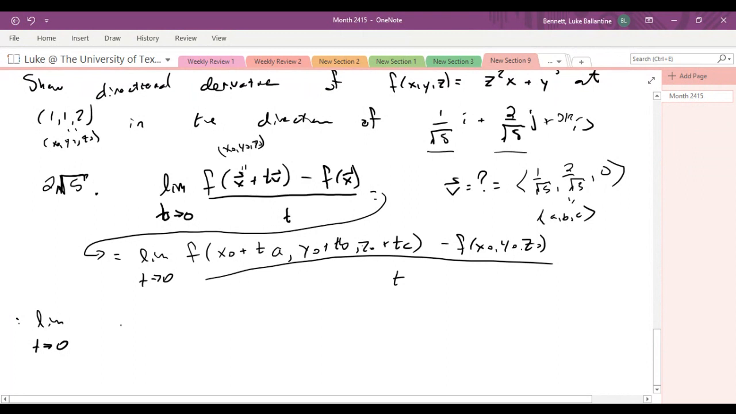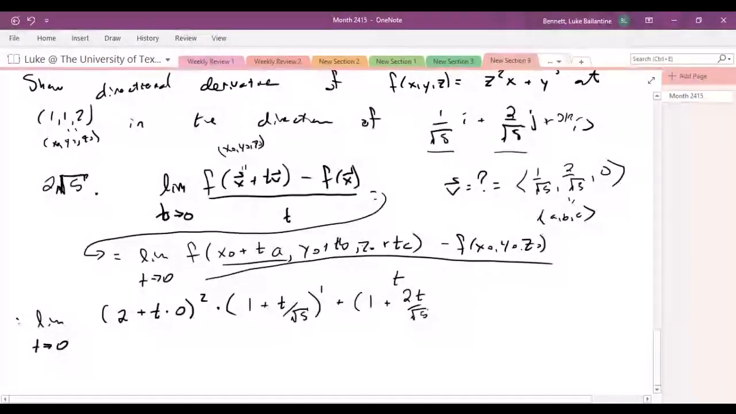Okay, so we have z squared. Well, z naught plus tc is 2 plus t times 0, squared. Then we have x naught plus ta to the first, which is 1 plus t over the square root of 5, plus y cubed. So we have y naught, which is 1, plus 2t over square root of 5, cubed. And we're subtracting off f of x naught, y naught, z naught. Well, that's just 1 squared times 1 plus 2 cubed, plus 1 cubed. The 2 is z, so that's 2 squared.